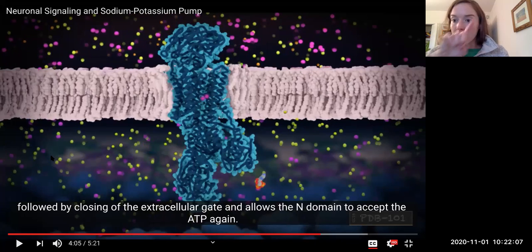So did you see that one singular phosphate group go off? You'll usually see that abbreviated P with a little i for inorganic, meaning it's no longer attached to carbon-containing molecules. And so now this whole cycle can repeat.